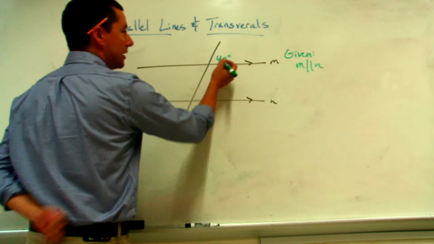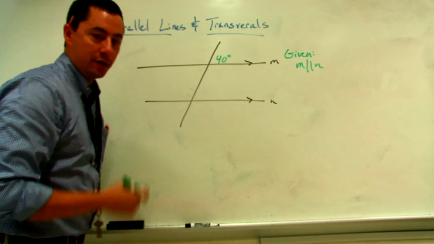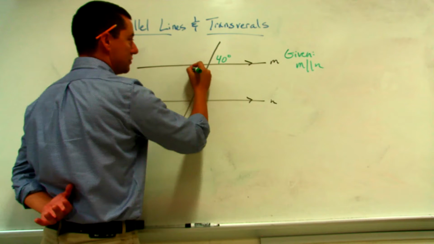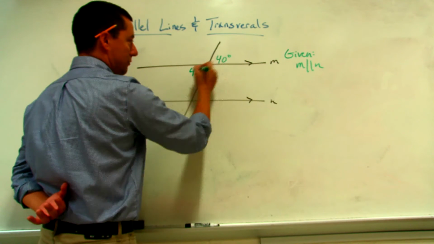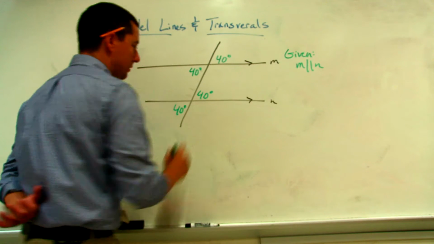Right. First thing. Well, this is a small angle, right? So all the other small angles are congruent to it. They have the same measure. So this is 40, this is 40, this is 40, and also this is 40, and also this is 40.